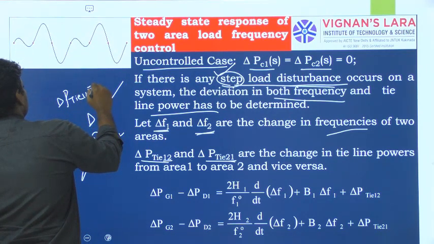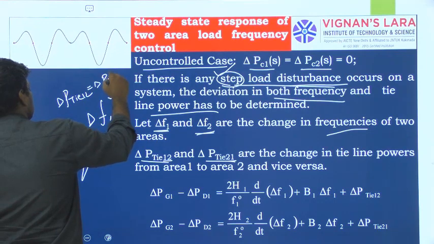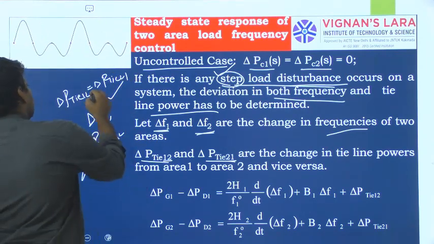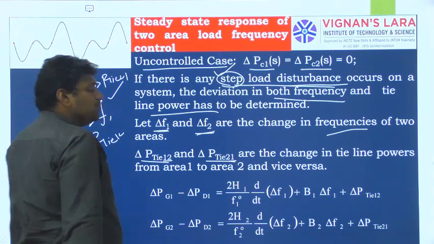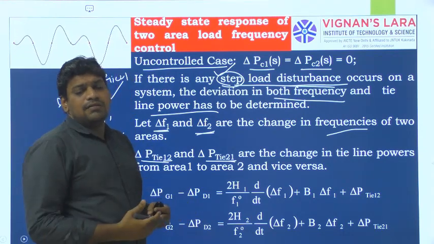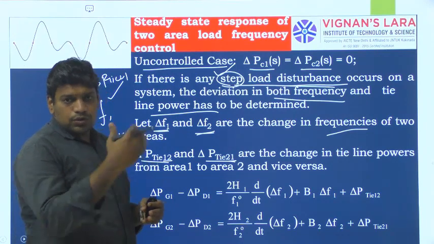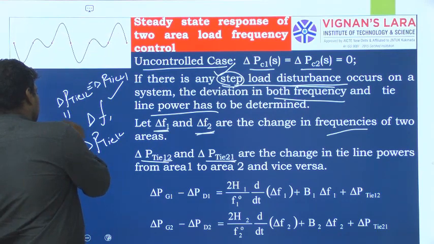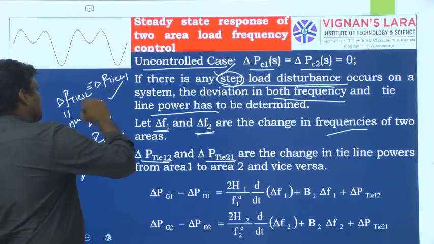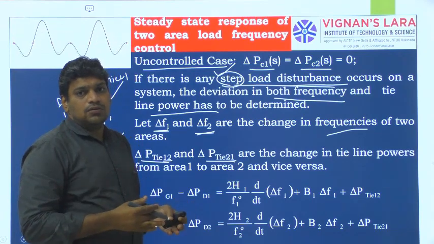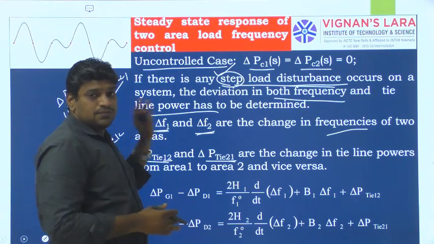Delta P tie 12 is equal to delta P tie 21. These two are equal in magnitude, but they move in opposite directions. For example, if 50 megawatts of power is transferred from area 1 to 2, that is delta P tie 12 is 50 megawatts, and at the same time, delta P tie 21 is minus 50 megawatts. Just the magnitude remains the same, only the sign will be opposite.